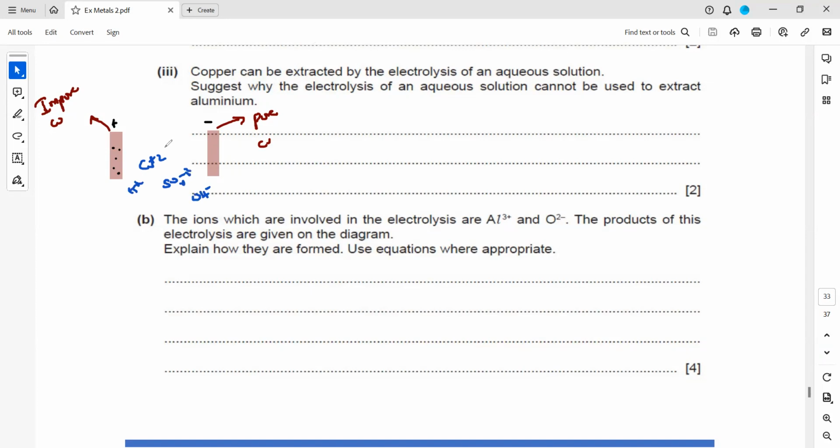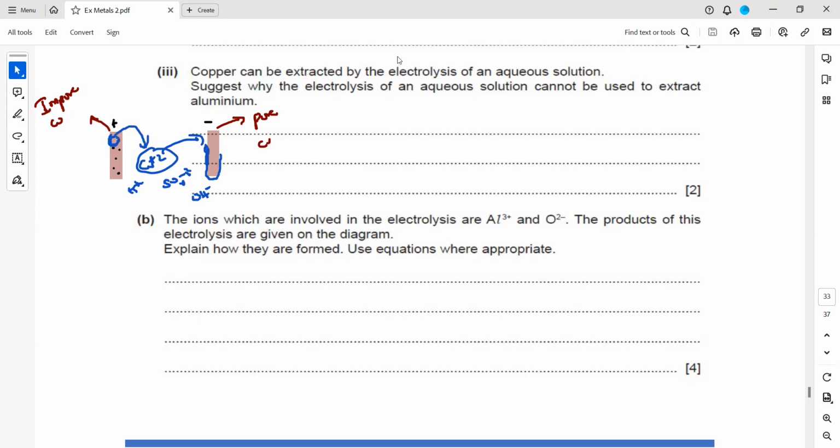So what will happen? The copper ions are attracted, so they will discharge at the cathode. Why is copper moving here? Because copper is less reactive than hydrogen. And to balance that, the copper atom will go into the solution as a copper ion.